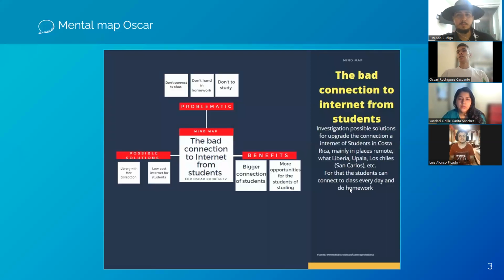subject. There are two possibilities that can serve as a solution to the problem: libraries with free connection for students, and internet at a low cost for students across the country. The benefits are more students in virtual class, top grades in the evaluations, and more opportunity for students in remote places who don't have money to pay for internet.